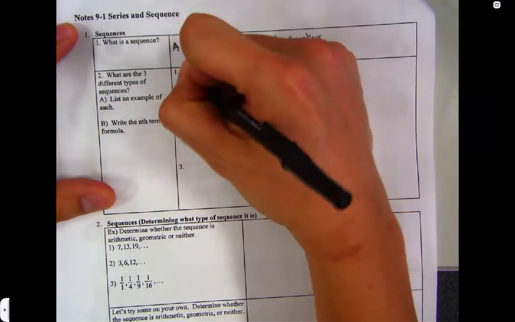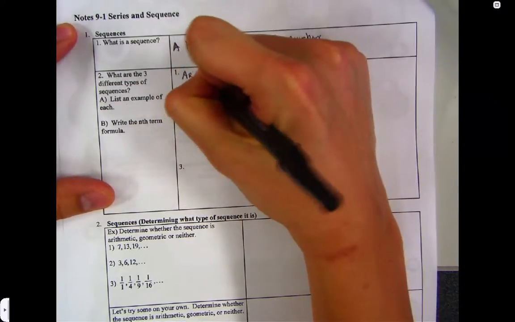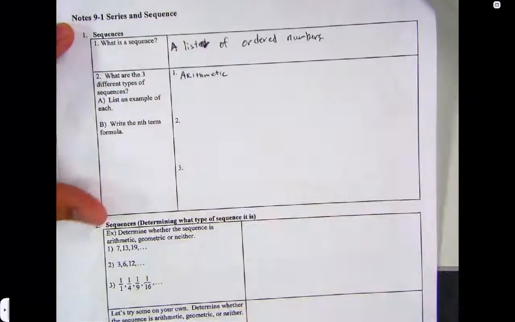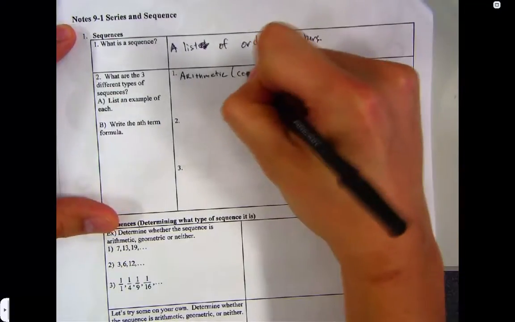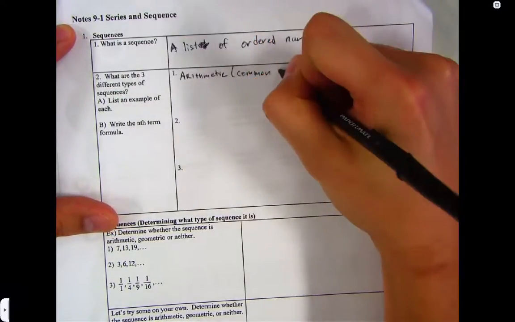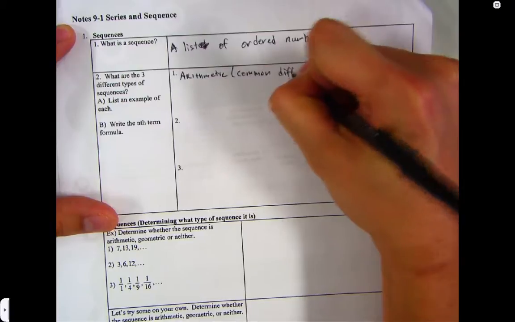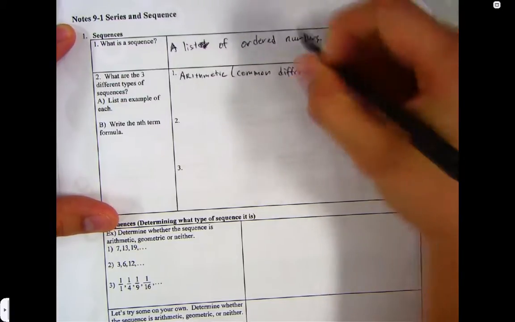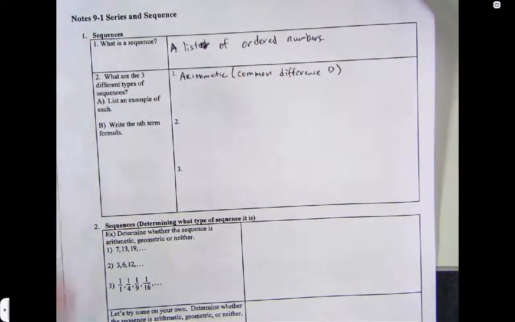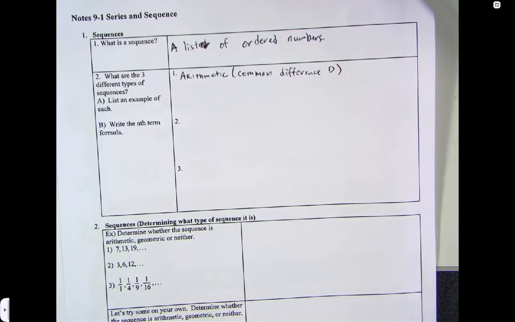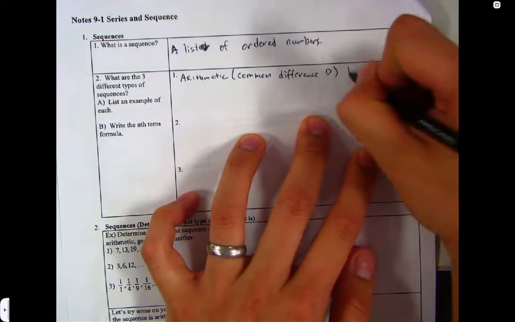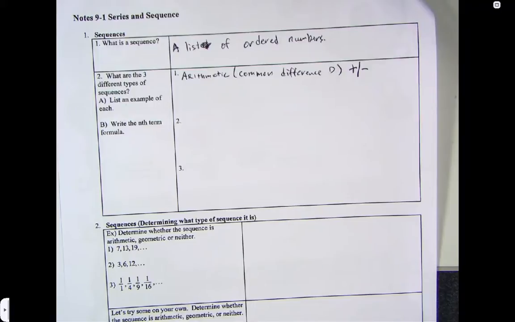The first one we call arithmetic. Okay, that means there's a common difference. Okay, we'll call it D. So that means you add or subtract the same number. So let me give you an example.